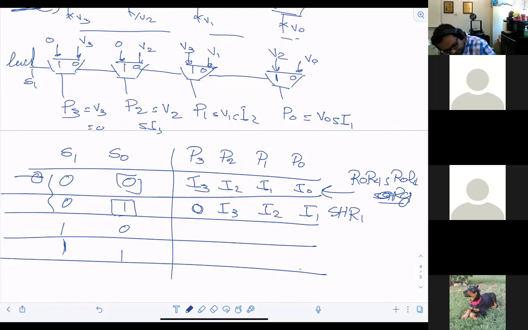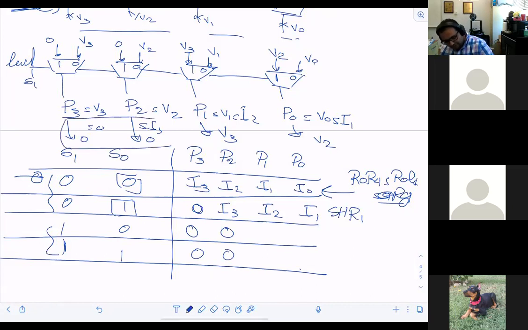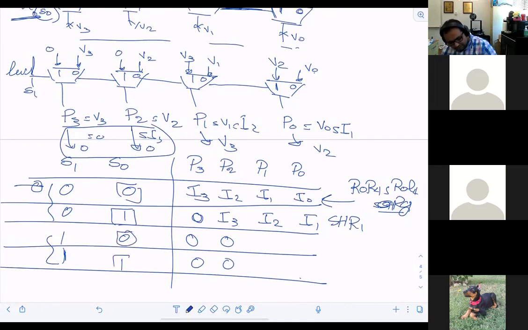Now the S1 is equal to 1. So what does it mean? That means P0 is equal to V2, P1 is equal to V3, B2 is equal to 0, B3 is equal to 0, right? You guys agree? In that case, here's 0, 0, and here's 0, 0. I know then there's 0, right? Because those are already harder than 2, 0, right?